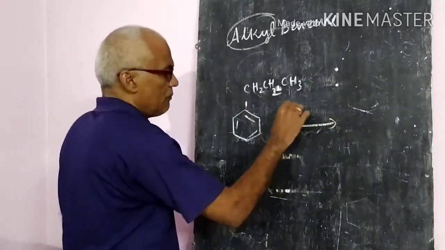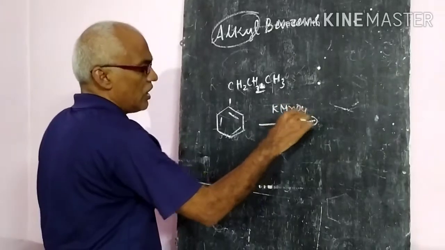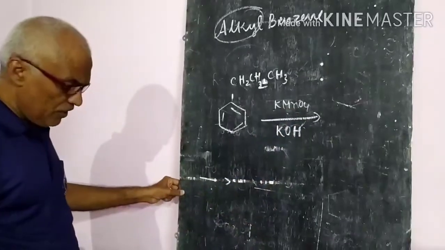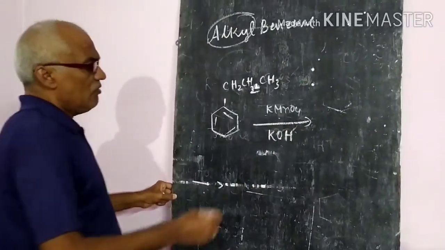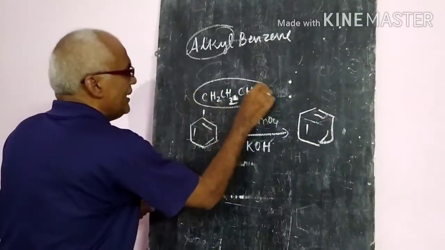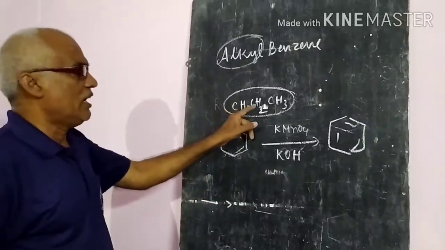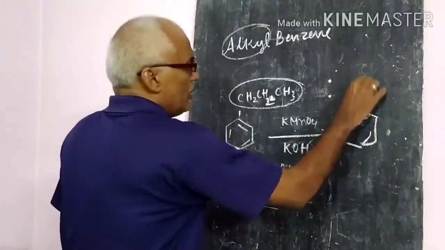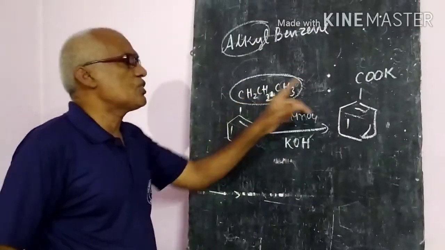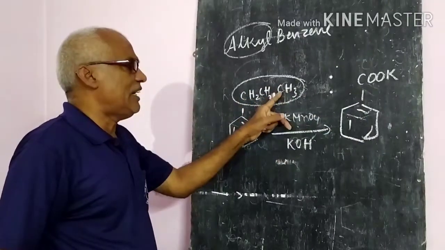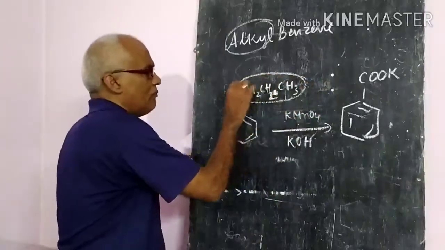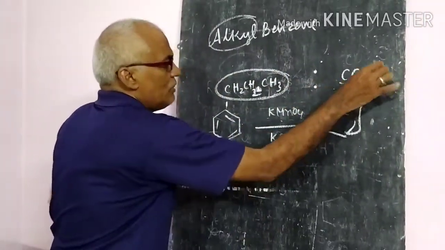This is also in the presence of potassium permanganate, the oxidizing agent, in the presence of KOH or any other base. What will happen? Whatever the long chain or short chain alkyl group is there, it is converted into the salt of benzoic acid. That's all. That is side chain oxidation. Side chain oxidation will take place, and whatever the number of carbons, big or small, it is converted into COOK. That's all.